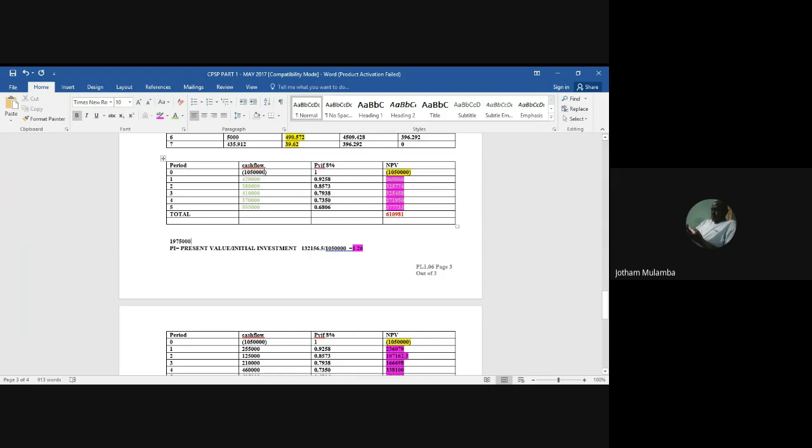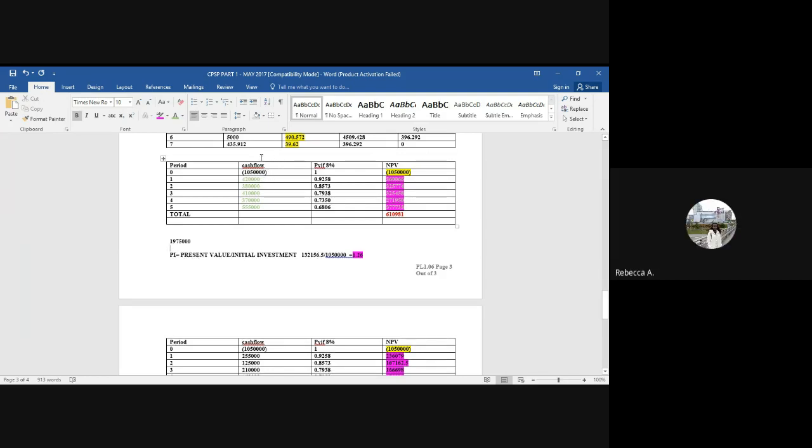So for us to get accounting rate of return, ARR, we get average cash flow divided by average investment times 100. Now this amount you have gotten, we divide it by 5 to get average cash flow. What do you get? 395,000.